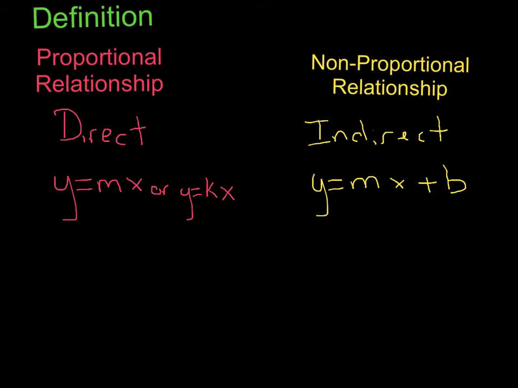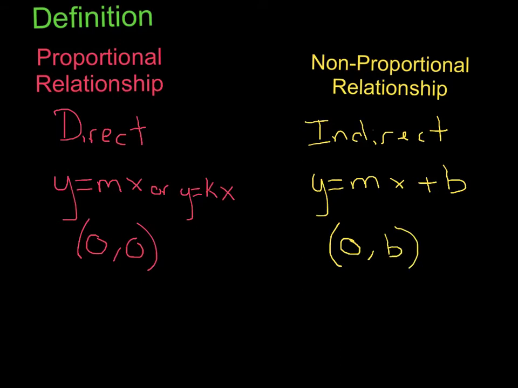And the reason is, in a proportional relationship, the y-intercept always goes through the point (0, 0) at the origin. However, in an indirect or a non-proportional relationship, the y-intercept goes through any other point other than the origin.